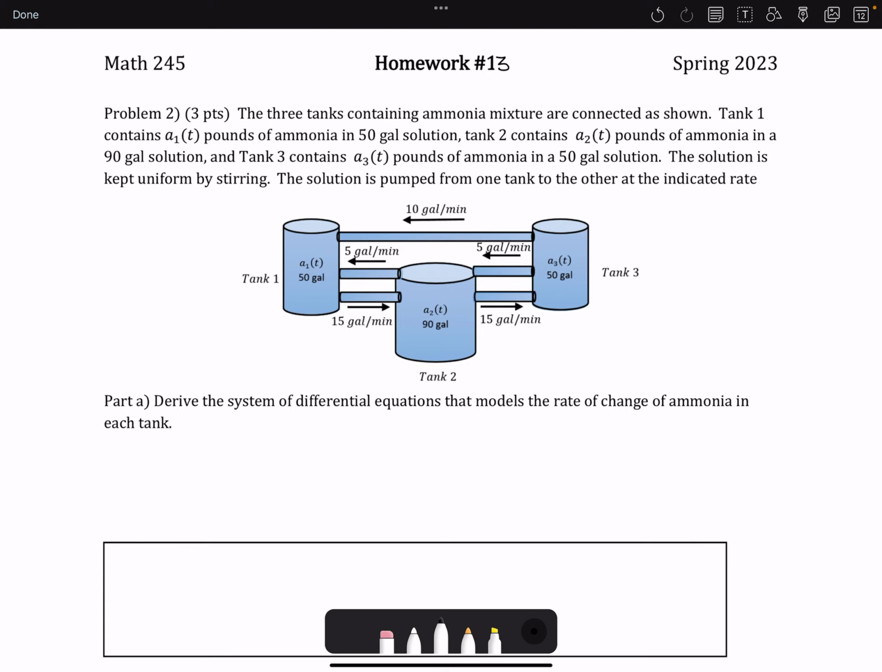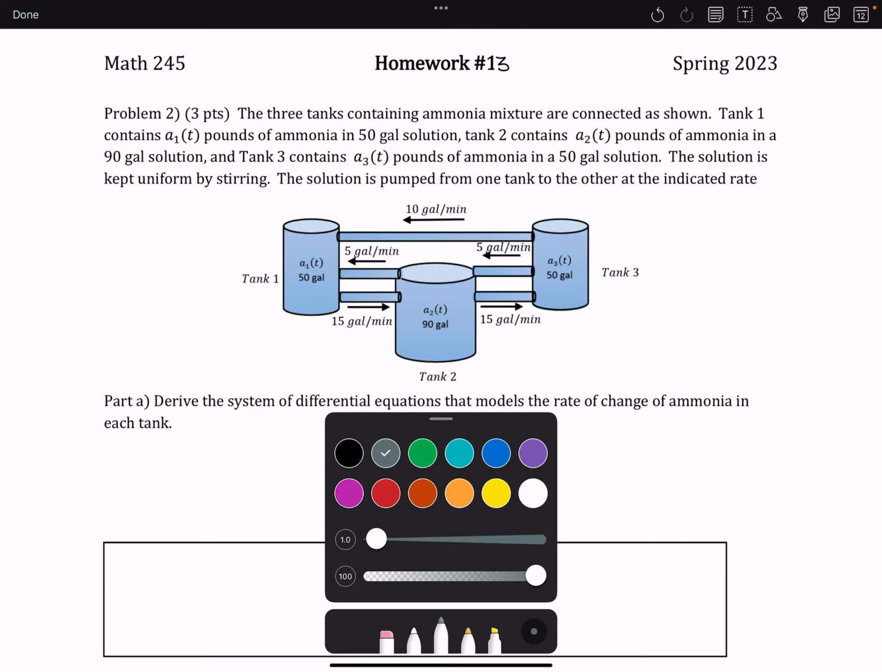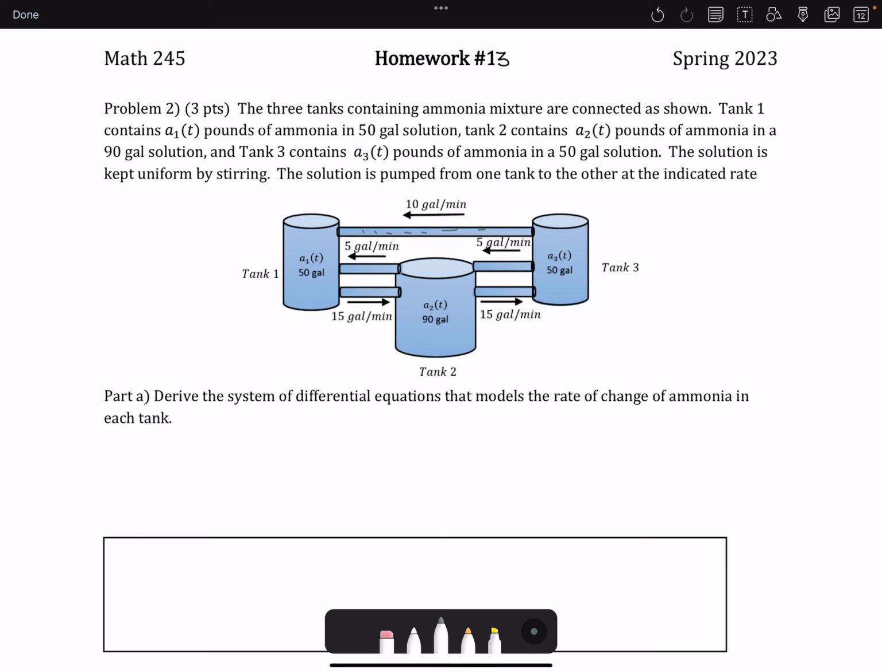Tank 1 contains A1 of t pounds of ammonia in a 50-gallon solution. Tank 2 contains A2 of t pounds of ammonia in a 90-gallon solution, and tank 3 contains A3 pounds of ammonia in a 50-gallon solution. The solution is kept uniform by stirring, which means it's going to be the same, and we're neglecting the volume that is in these tubes, just for simplicity. The concentration is going to be the same everywhere. That's what it means when it says it's kept uniform by stirring.